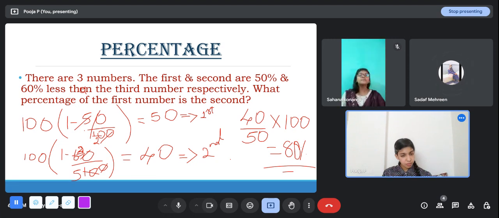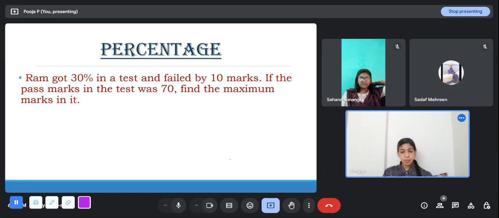Okay, so fine. The last question under percentage which we'll be solving. Ram got 30% in a test and failed by 10 marks. If the pass marks in the test was 70, find the maximum marks in it. So they have told he got 30% in a test. When they say 30%, it is 30% of the total marks.